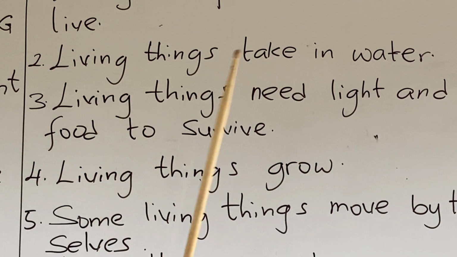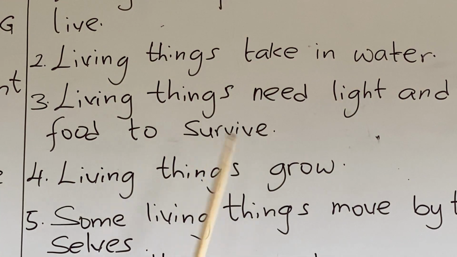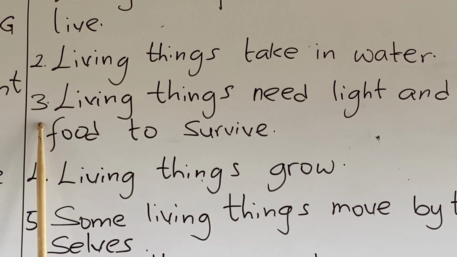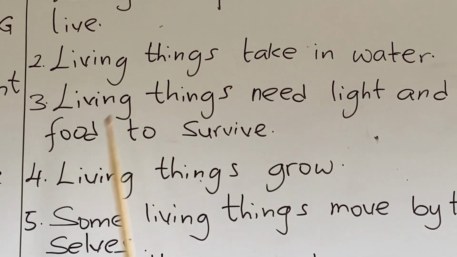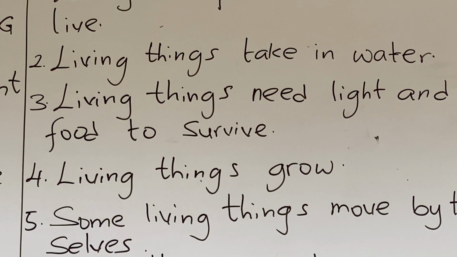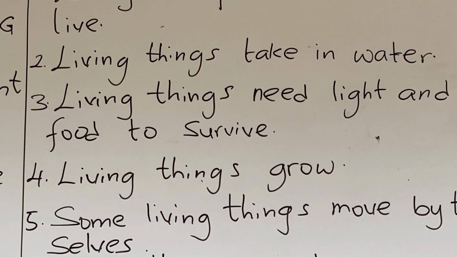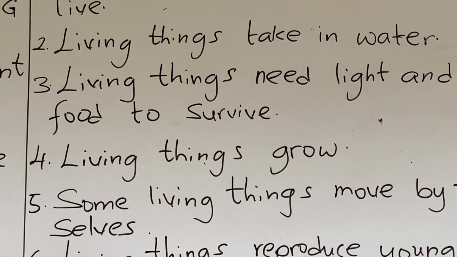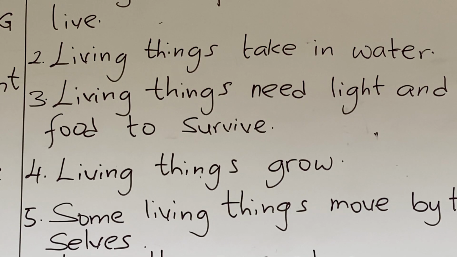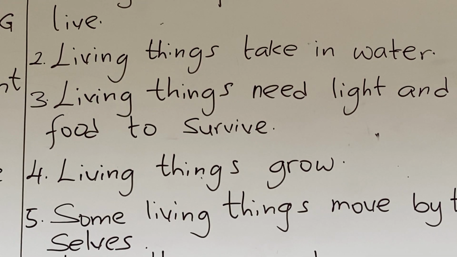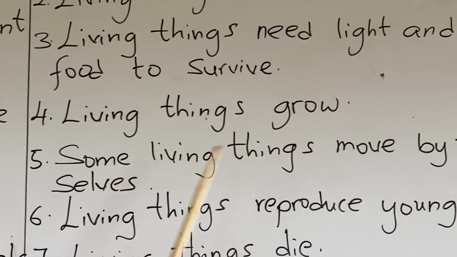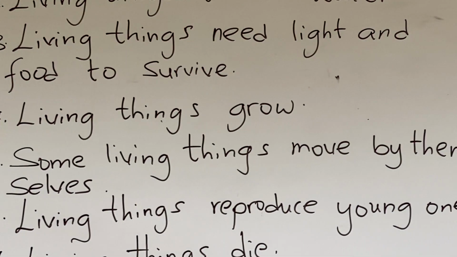Number 3. Living things need light and food to survive. Both plants and animals need light and food to survive, to sustain their life. Number 4. Living things grow. Living things at a point in time increase in size and height. That is growth.